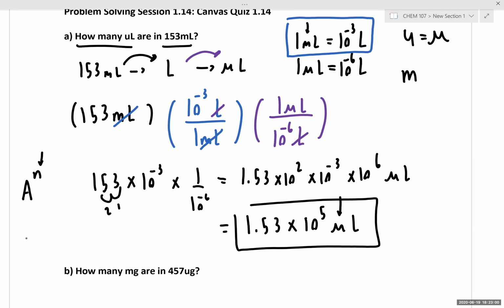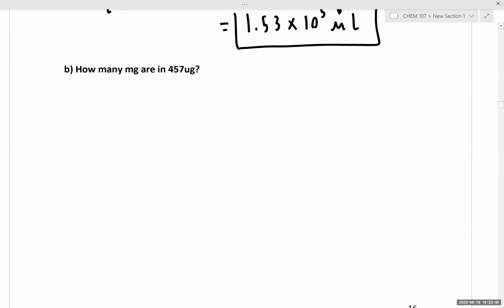Okay, so the responses I saw in the chat were wonderful for this first problem. Let's do another example, and I'd like you to tell me how many milligrams are in 457 micrograms. Let's take about 3 to 4 minutes to work on this example, and then we'll discuss it momentarily. Let's try to get some responses in the chat and any questions that you have in the chat.